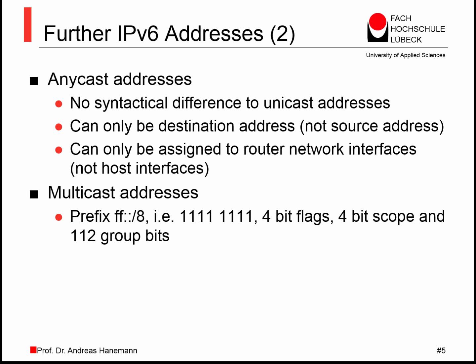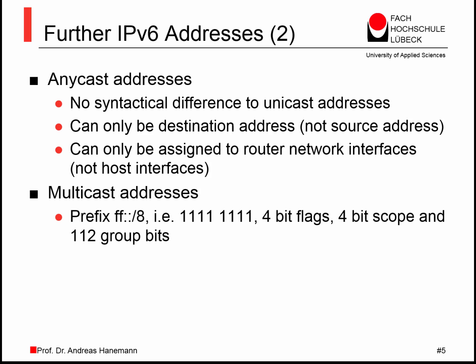Anycast addresses do not have a special syntax, so you cannot identify just by knowing an IPv6 address whether it is an Anycast address. Anycast addresses can only be used as destination addresses, not as source address. They can be assigned to router interfaces, but not to host interfaces.